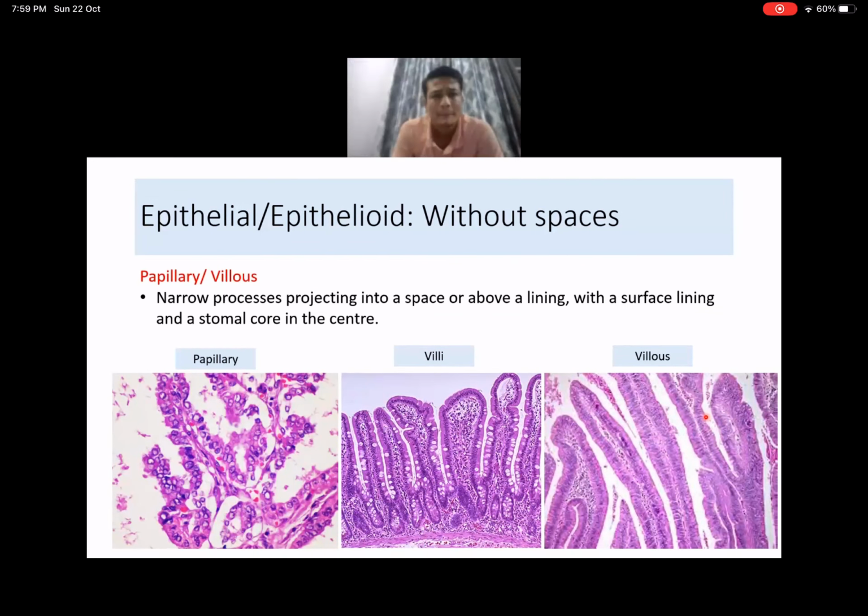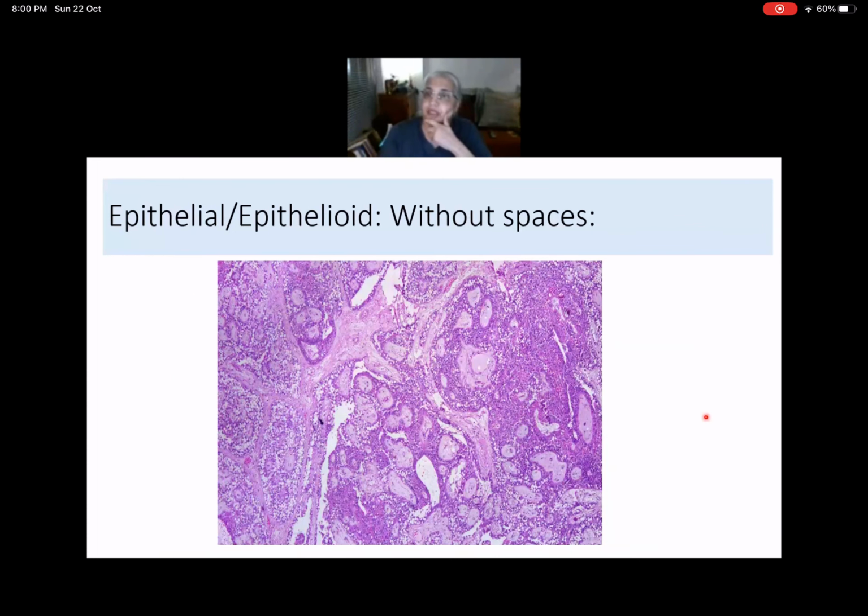So I have to be the arbiter. What did we say about fibrovascular cores or anything else for papillae? You want to go and look at the definition? Who are the 2 people who said it was papillary? Shubhra, read it loudly. What is a papillary or villus structure? Narrow processes projecting into a space or above a surface, with a surface lining and a stromal core in the center. Correct. I'm sorry, that says stromal. I must have been sleepy last night.